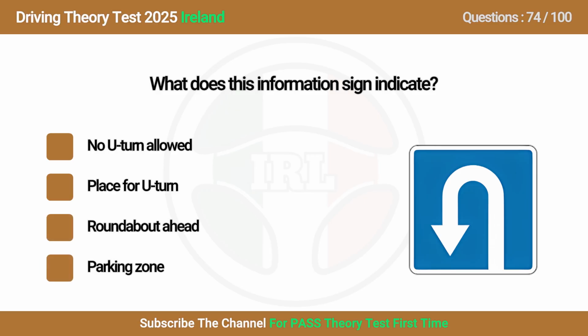Question 74. What does this information sign indicate? A. No U-turn allowed. B. Place for U-turn. C. Roundabout ahead. D. Parking zone.